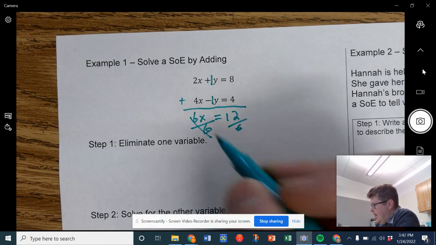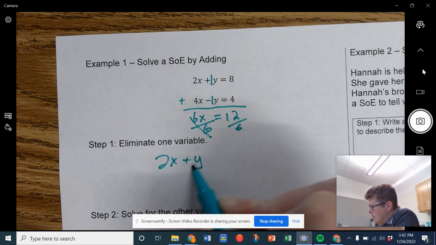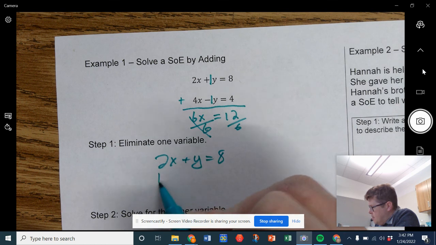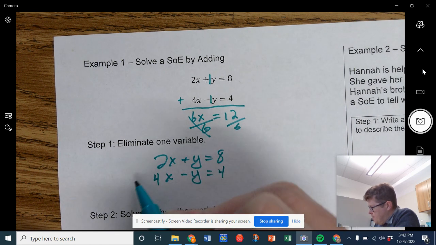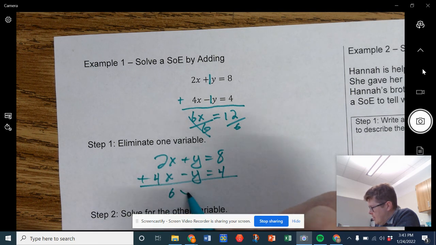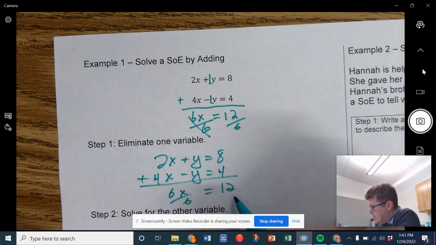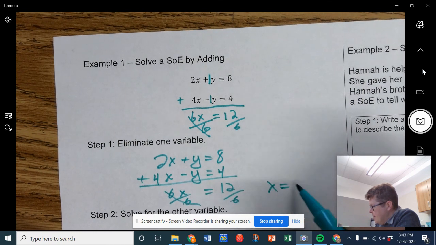Oh, shoot, what are we doing? I should have done it down here just to follow the steps, right? It's the same thing. I'm just going to rewrite it. Equals 4. Okay, so we add them together. We end up getting 6x equals 12. We divide by 6, and we get an x value of 2.